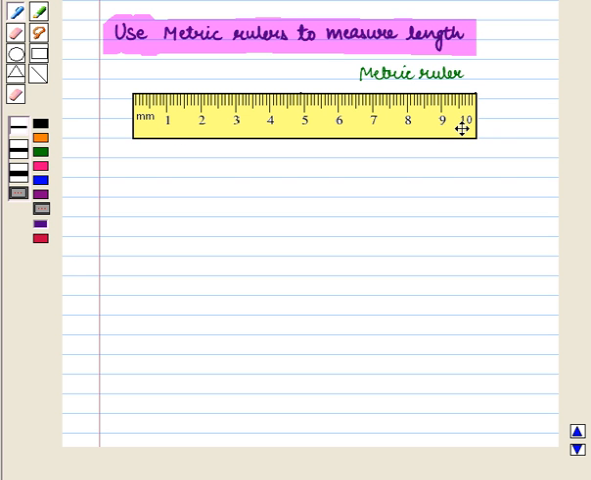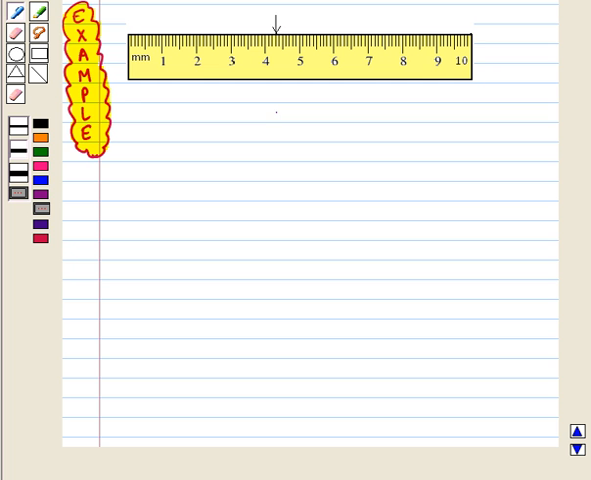Now we are going to discuss how to use metric rulers to measure length. Metric rulers are very easy to read because they deal with millimeters and centimeters only. Now this is a metric ruler. Now let us consider an example. Now here we are given a 10 centimeter ruler and we have to find the measurement indicated by this arrow.